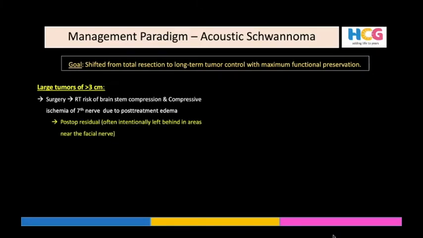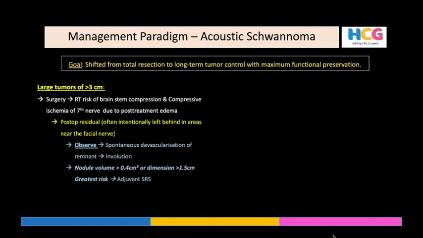And if there is a post-op residual, sometimes the surgeons, if they do not have neurophysiology, will intentionally leave behind areas of the tumor which is close to the nerve. So typically we tend to observe these patients, because there is a finite probability of spontaneous devascularization of the remnant, which results in involution. And the second is the nodal volume. If it is more than 0.4 centimeter cube or dimension more than 1.5, that is the time when there is the greatest risk, and therefore we give adjuvant radiosurgery. And when the patient is not a surgical candidate.